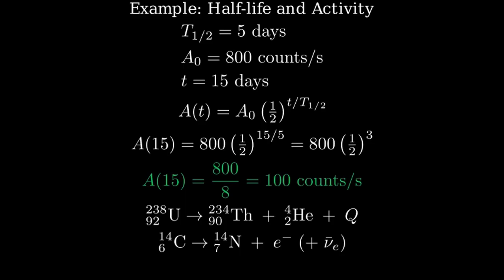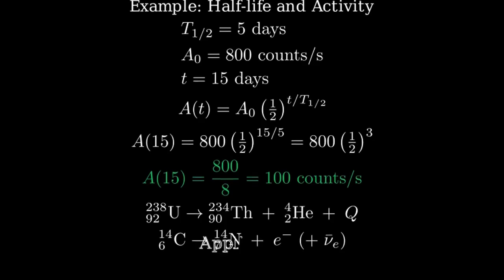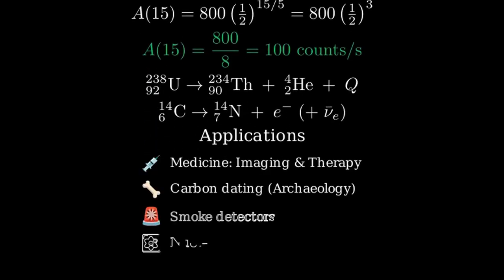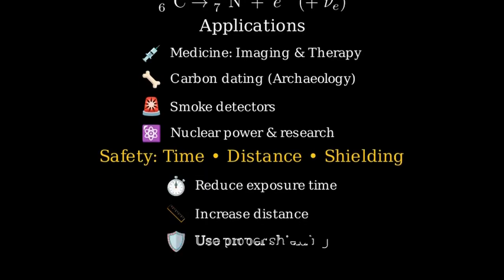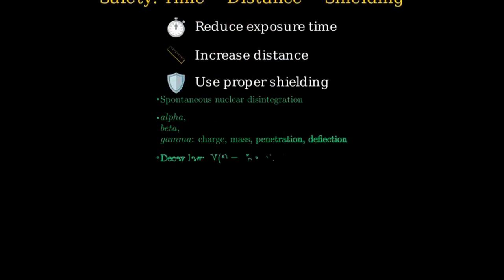A quick glance at nuclear equations you should recognize. Alpha decay: uranium-238 to thorium-234 plus alpha. Beta decay: carbon-14 to nitrogen-14 plus an electron, and a neutrino which we often omit in basic balancing.